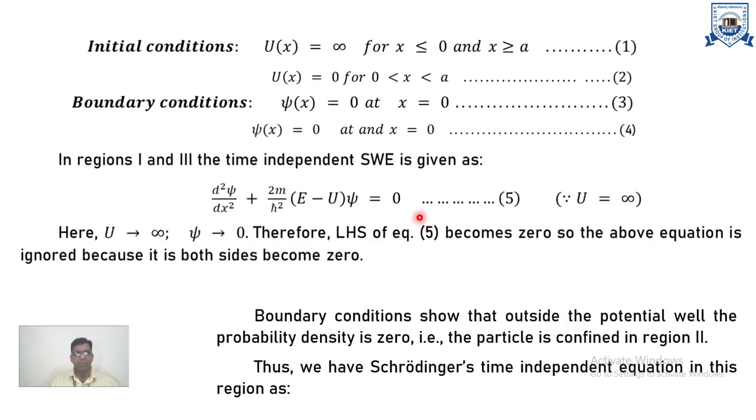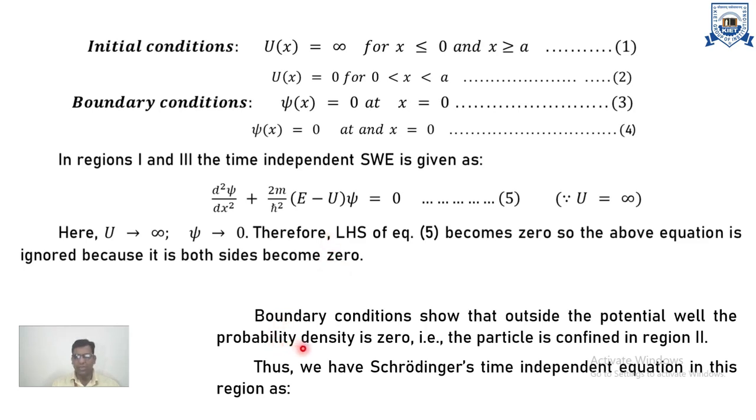In figure number 1, we have the first condition: the potential is infinite for x less than 0 or greater than a, and it is 0 inside the limit. We apply the boundary condition in the first and third regions to the time-dependent Schrodinger equation: del square psi upon del x square plus 2m upon h cut square (E minus U) psi is equal to 0. Here U is infinite because we consider the first and third regions. When U tends to infinity, psi will be 0. That means there is no particle outside the limit.